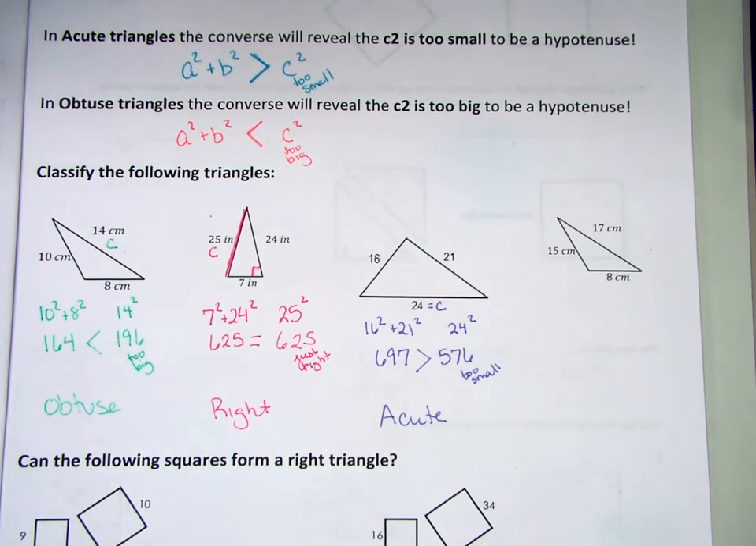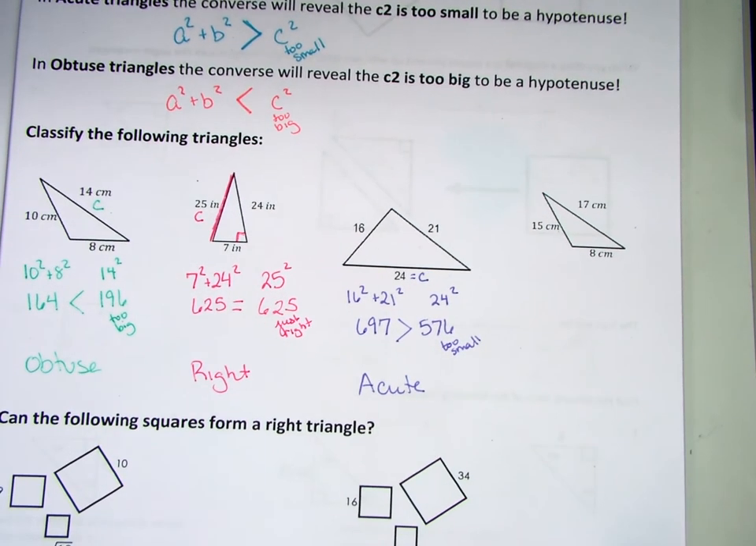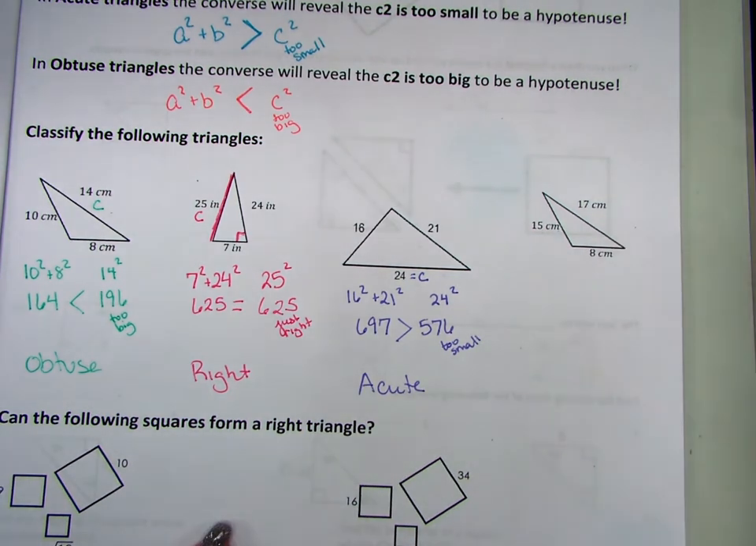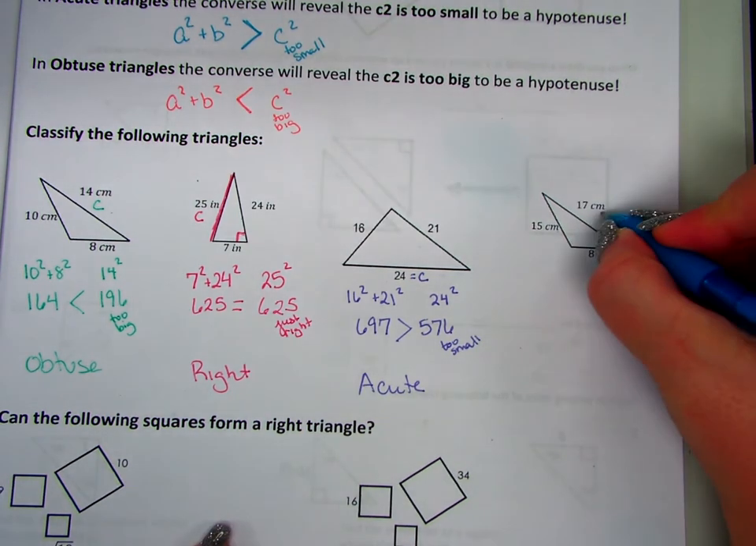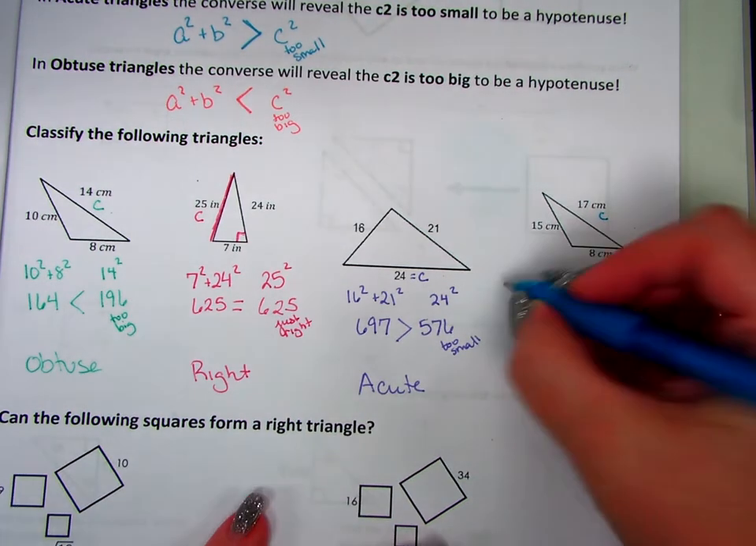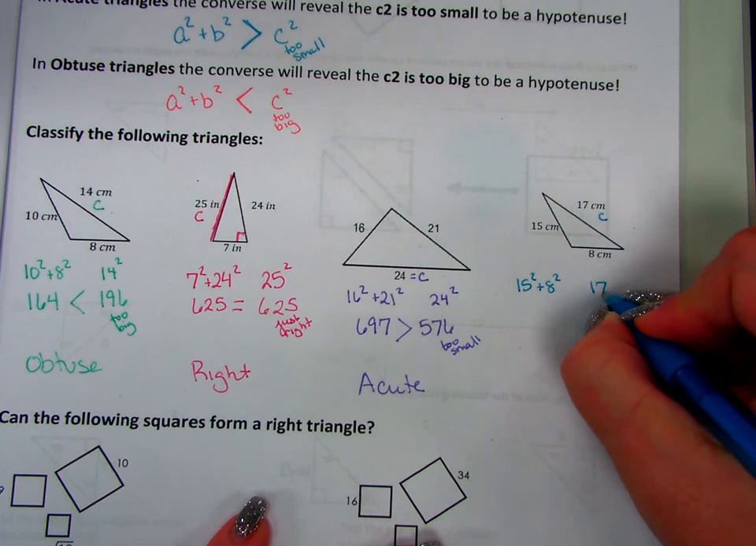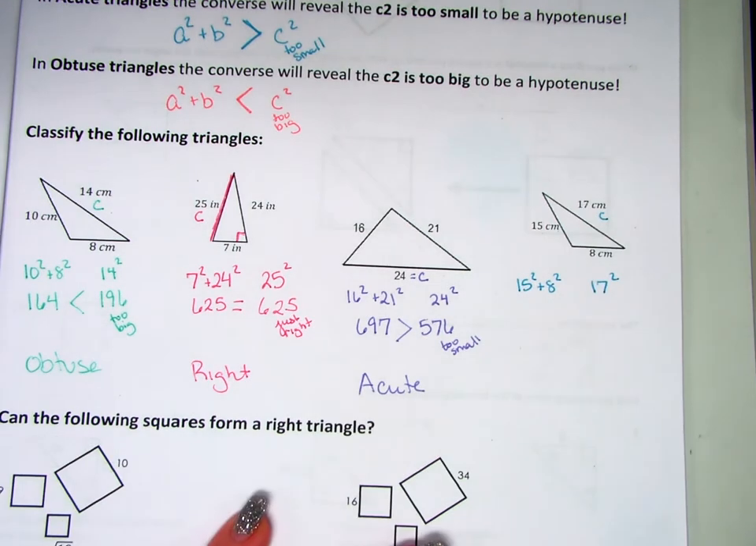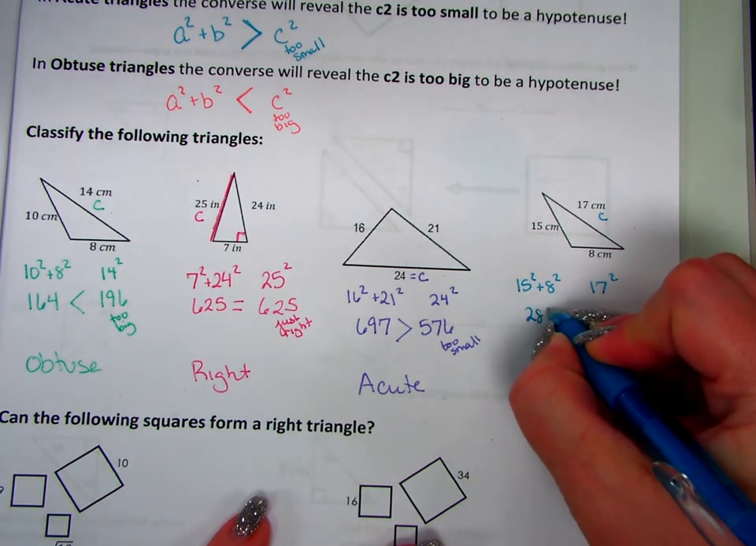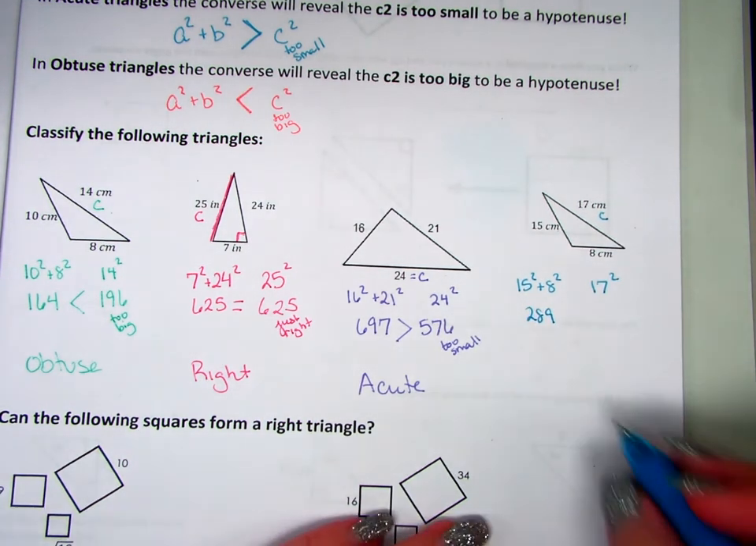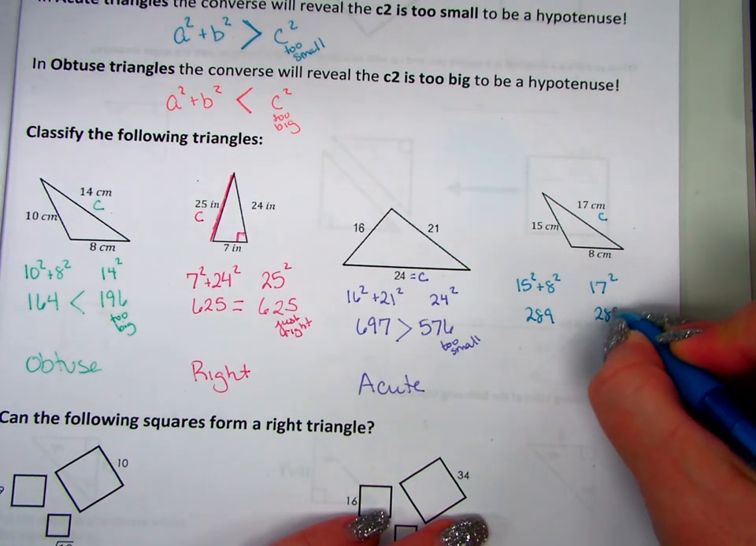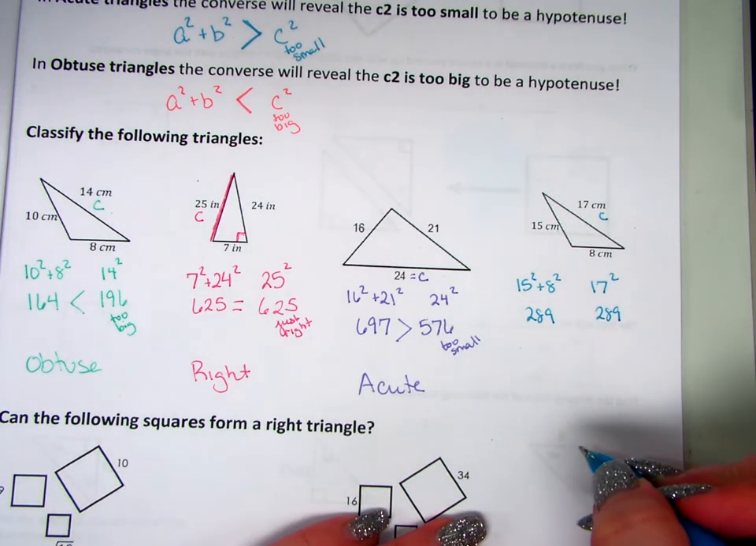Alright, and the last one in this section, 15, 8, and 17. If this is a right triangle, which one is my hypotenuse? 17. So that's going to be my C value. 15 squared plus 8 squared compared to 17 squared. 15 squared plus 8 squared is 289. And 17 squared? 289.